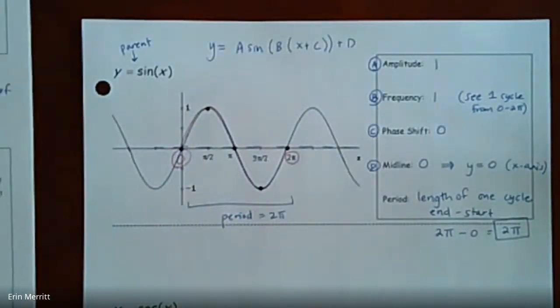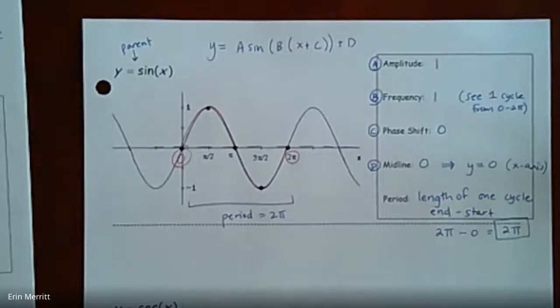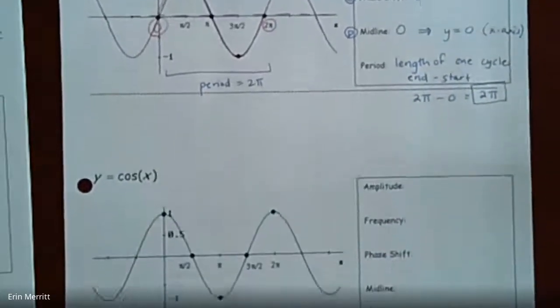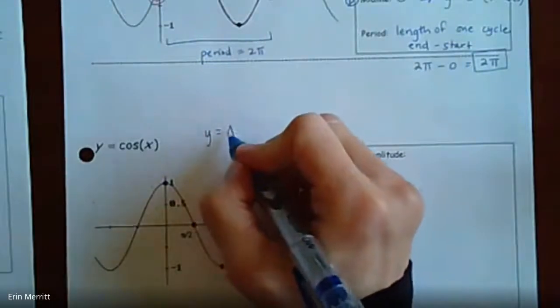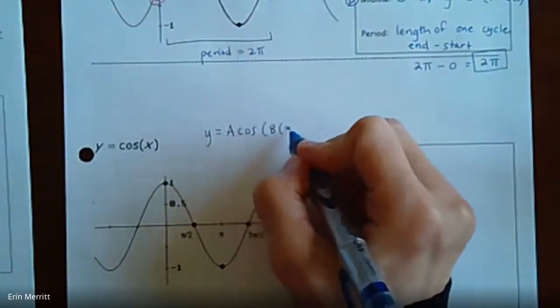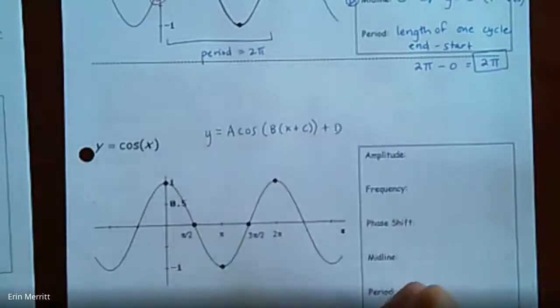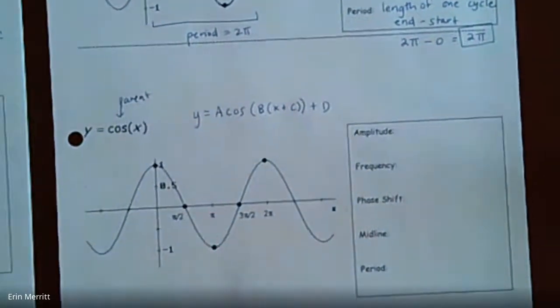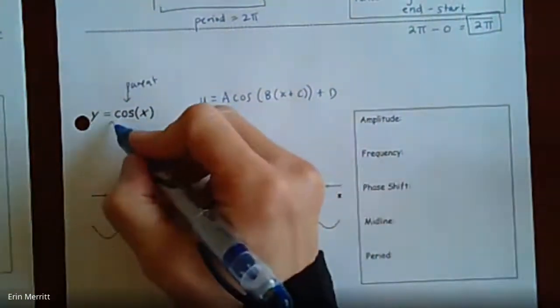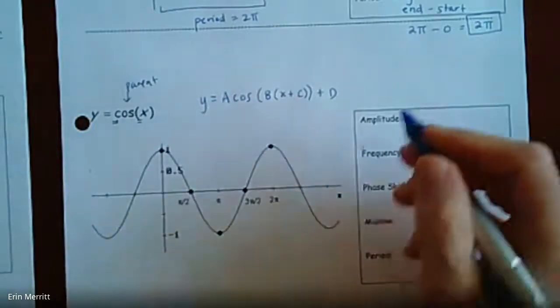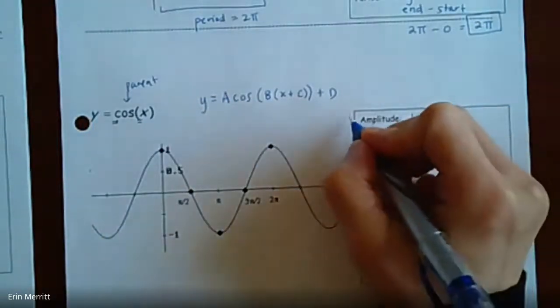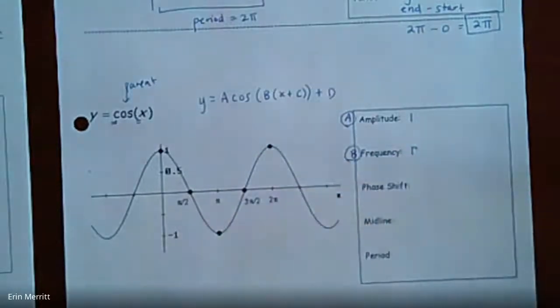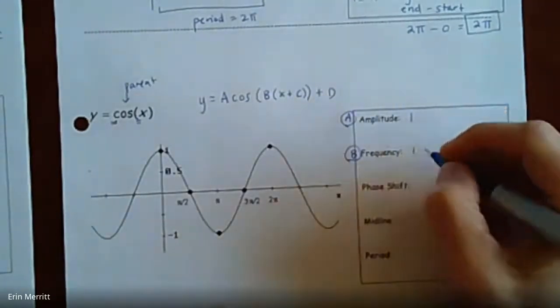All right, if we answer all those same questions for cosine, you're going to see the same thing going on down here. The only difference is that I would write it as y equals a cosine of b times x plus c, and then plus d. But since this, again, is a parent function, there's really not much to see. The a in front is 1. The b in front is 1. Oops, that's a, that's b. Let me fix that there. So that's just 1 right there.